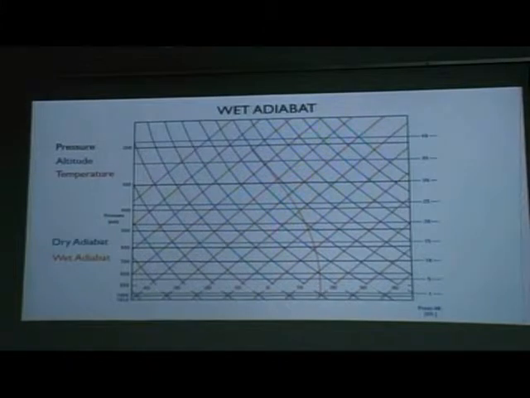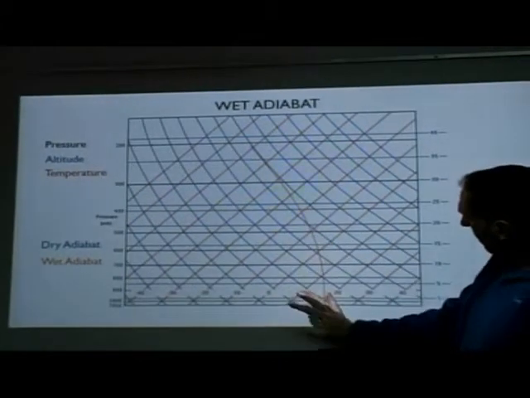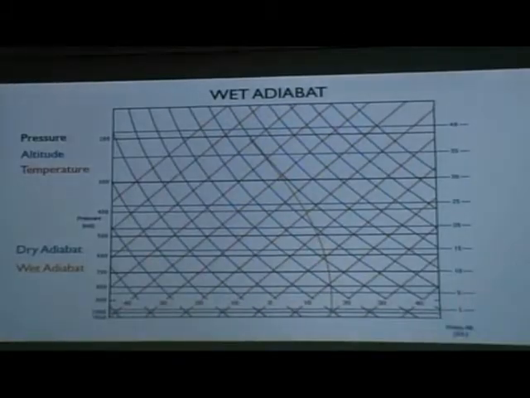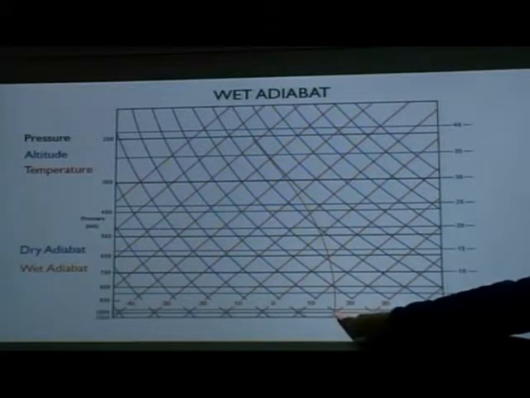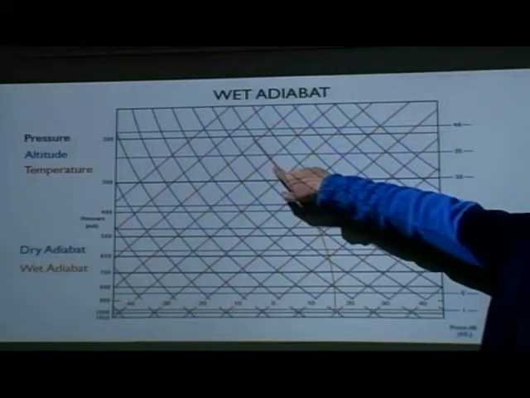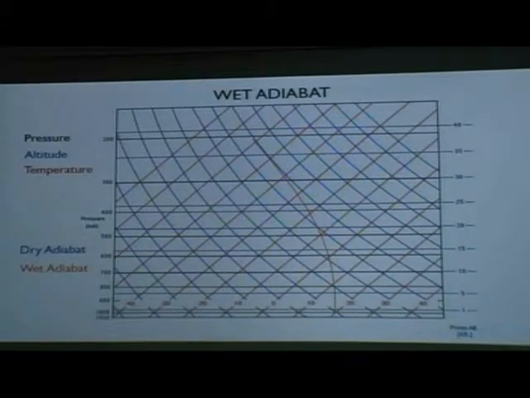Now let's throw a wet adiabat on there. So the blue lines were the dry adiabats. Now the orange line is that wet adiabat that we looked at earlier. That's the 100% saturated, right? The wet adiabat is always assumed to be, if it was 100% saturated here, this is how it would behave as it goes up.